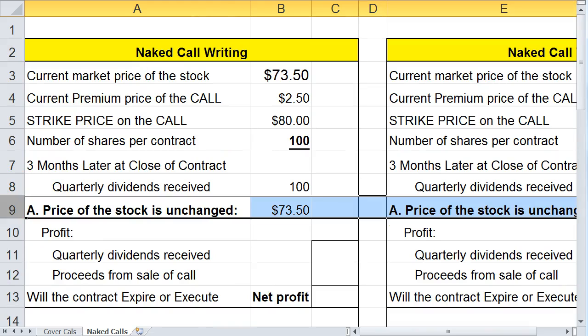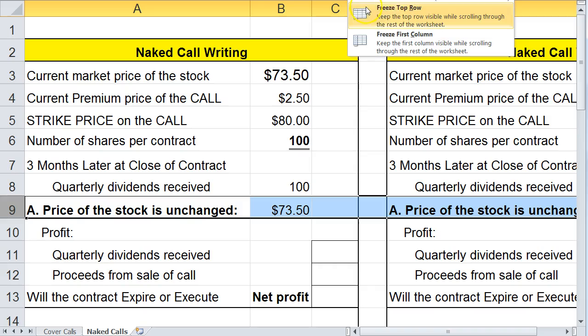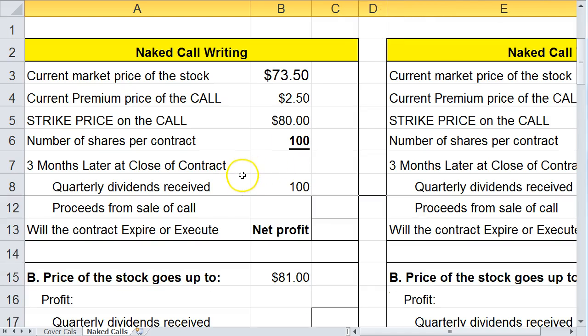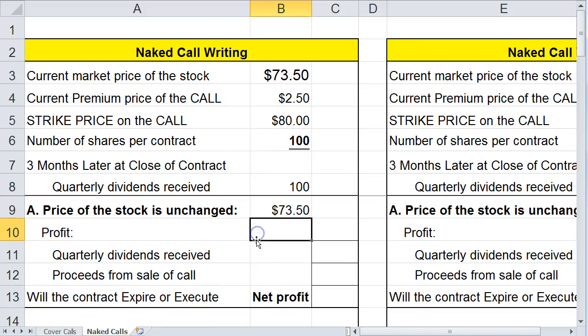Okay, so I'm going to freeze the panes again. In the first example, if the stock price is unchanged at 73, quarterly dividends received? This is a trick question. I don't receive any dividends ever on a naked call because I don't actually own the stock. And that's detailed in the chapter. It does describe that if you don't own the stock, you don't receive dividends.